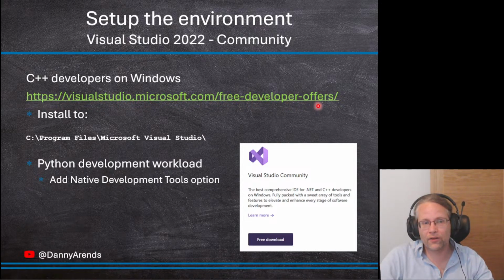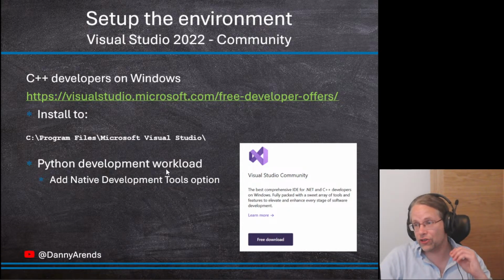So again, there's a free version of Microsoft's Visual Studio. So just get the free version. It is called the Visual Studio Community Edition. So if you go to the link here, again, it installs by default to here. And when you download it and then say install, make sure to add the Python development workload, and then add the native development tools option.